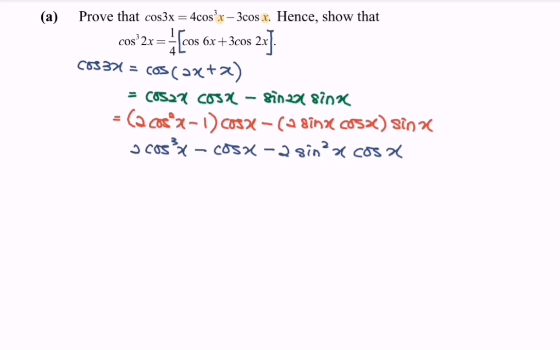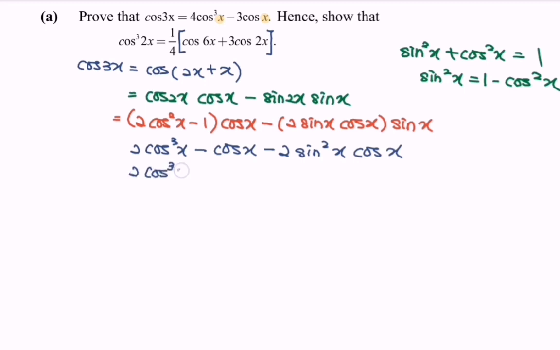Kindly substitute the basic identity where we have sin square x plus cos square x, which is equal to 1. Sin square x is equal to 1 minus cos square x. So now we are going to substitute the situation. So 2 cos cube x minus cos x minus 2 cos x bracket multiply with 1 minus cos square x.